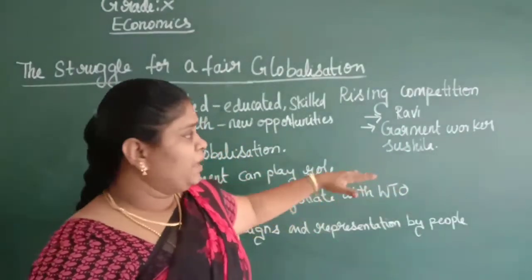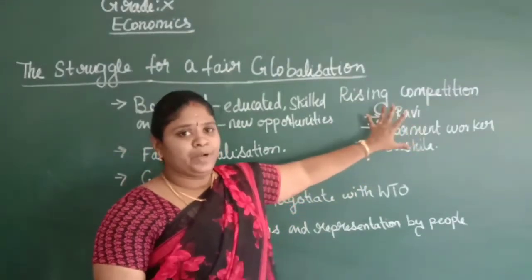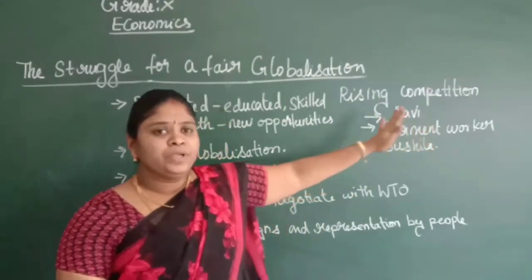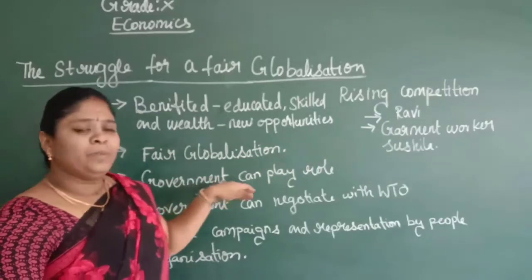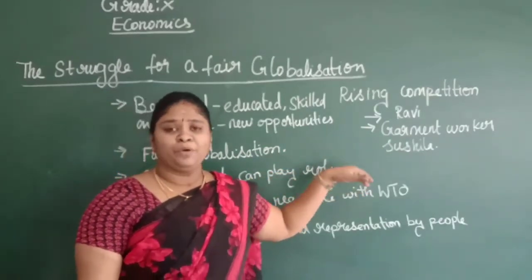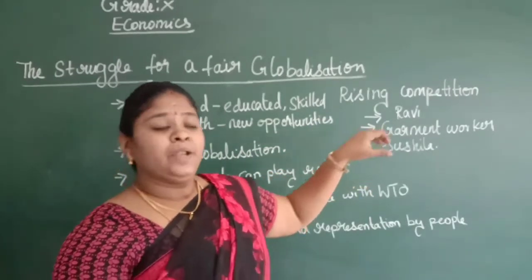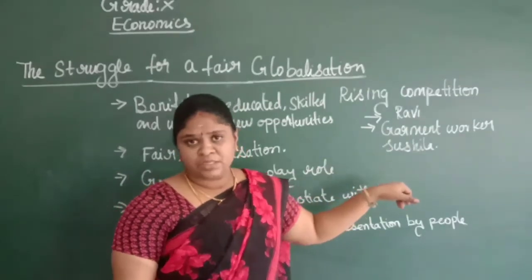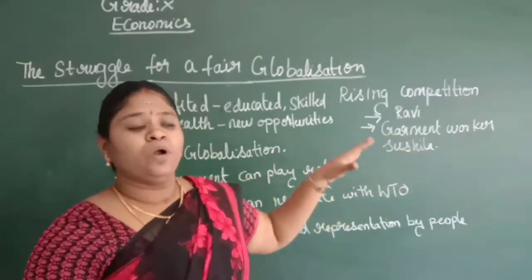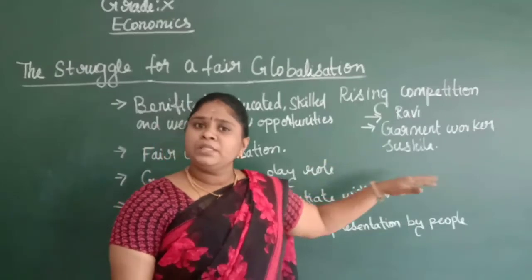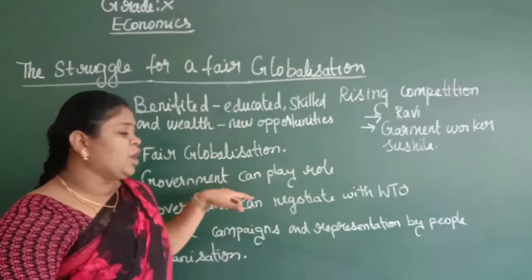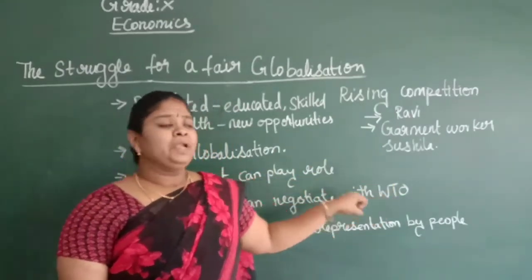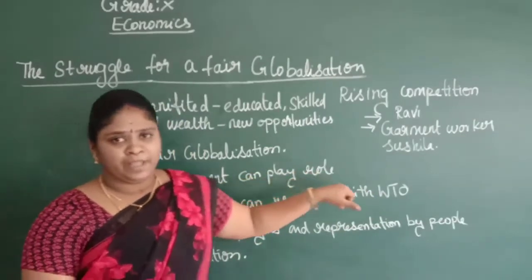Does fair globalization exist? No, right? So what has to be done? Here comes the role of the government. The government can play a very important role by protecting the workers and protecting their interests: where they have to work, what their working conditions are. All these things can be checked by the government of India. So the government has a very important role to play here.